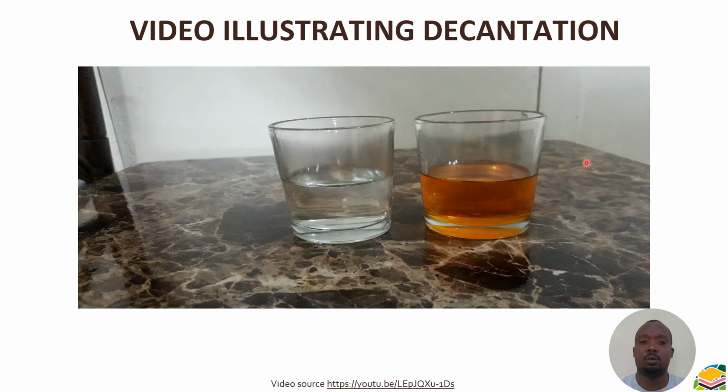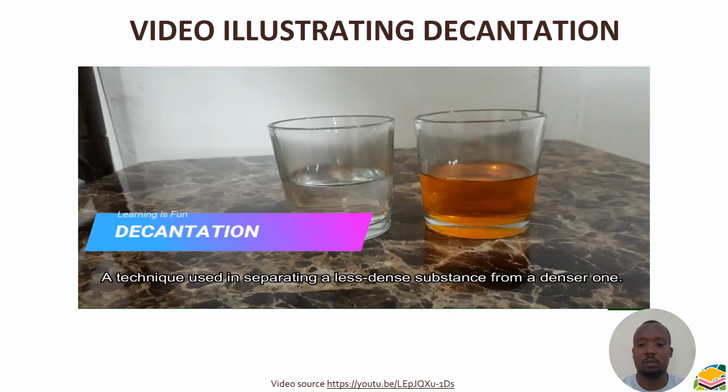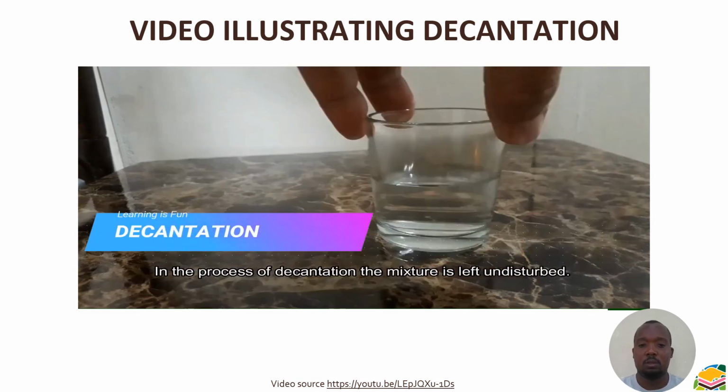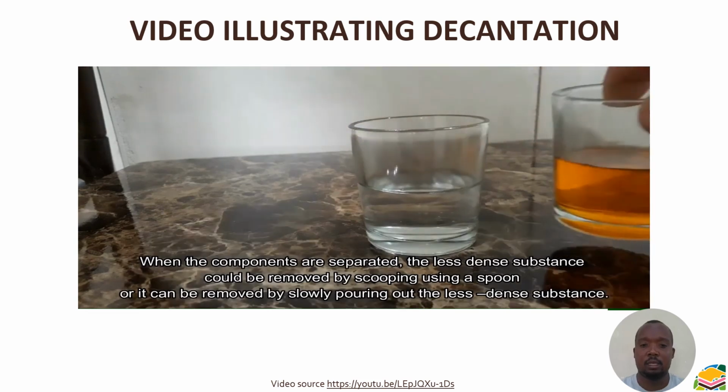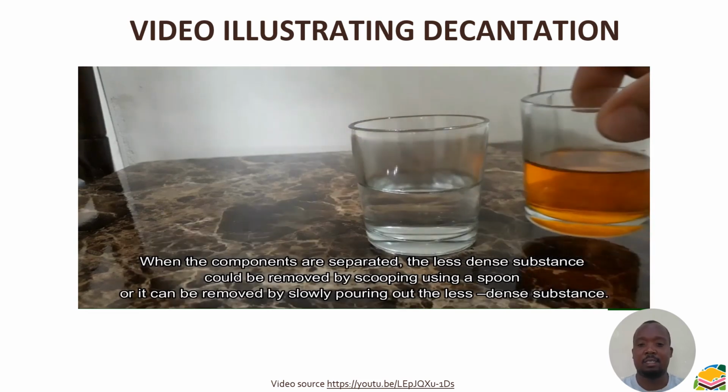So this video will be illustrating the whole process of decantation. Yeah, so in the process of decanting, when the components are separated, the less dense substance could be removed by scooping using a spoon, or it can be removed by slowly pulling out the less dense substance.